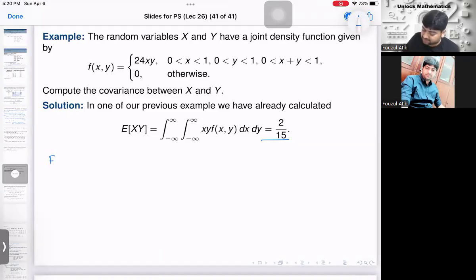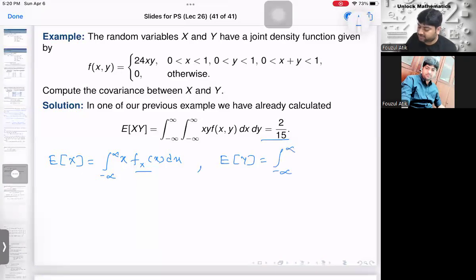So we know that the expectation of x is the integration from minus infinity to infinity of x into fX(x) dx. And what is this fX(x)? It is the marginal density function of x. Similarly, E of y is the integration from minus infinity to infinity of y into fY(y) dy. So the marginal density function we need to calculate, in both cases.